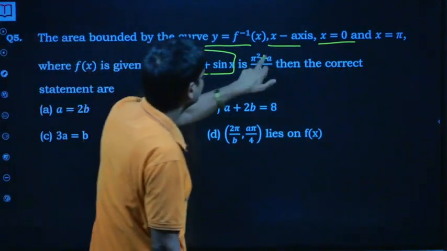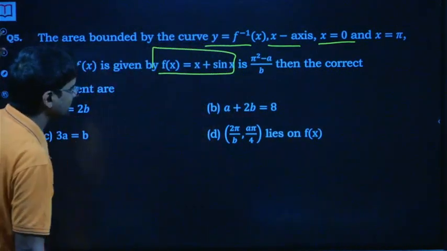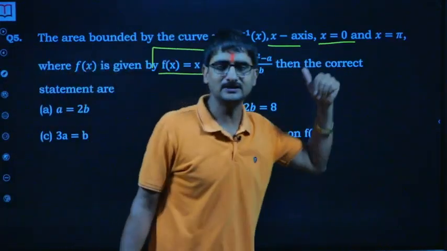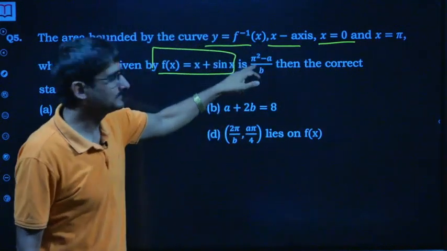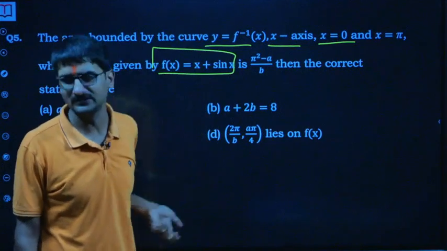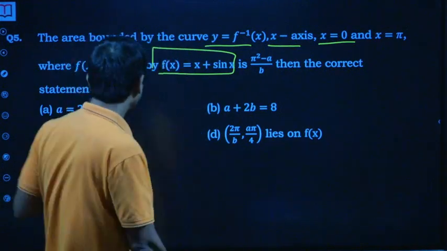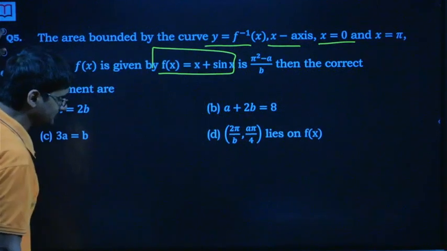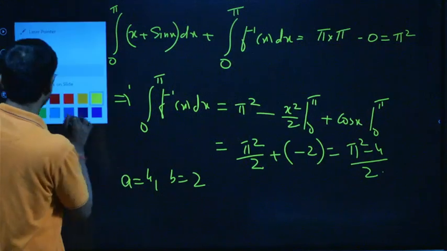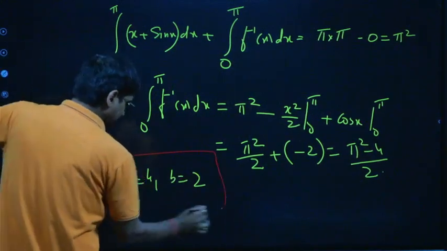Wait a minute, let me first do it with this, because it's comparable. If this would have been positive, I would have said A is equal to minus 1. Now if this is minus A, then of course I would have got pi square plus 4, and I would have said A is minus 4. But then see, look at the options. Just wait. So according to this condition, A is 4 and B is 2.